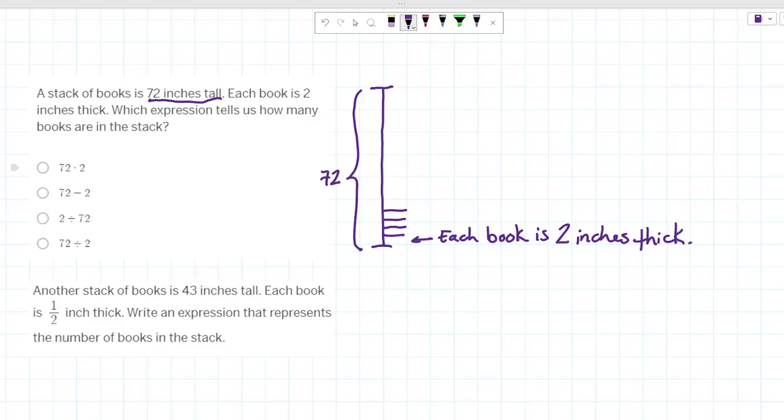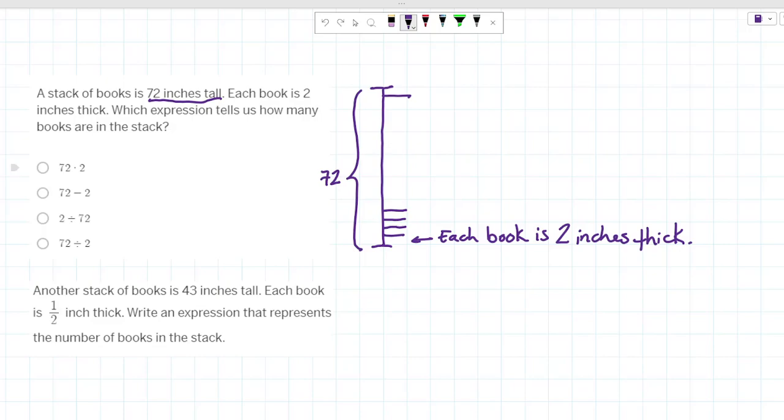Well, if it were 72 times 2, that would be like if we had 72 books and all of them were 2 inches thick, and we were asking how tall that stack is. So this definitely isn't 2 times 72 or 72 times 2 that we're looking for here. If it were 72 minus 2, we'd be looking at how tall the stack would be if we took one book away. Because we would have 72 inches, we would take away this 2 inches from the top of the stack when we removed a book, and that's what subtraction would look like for this problem.